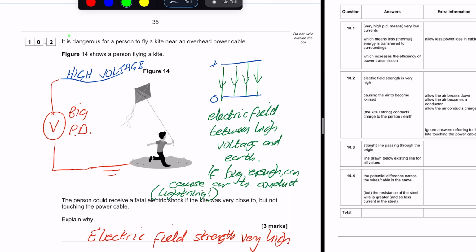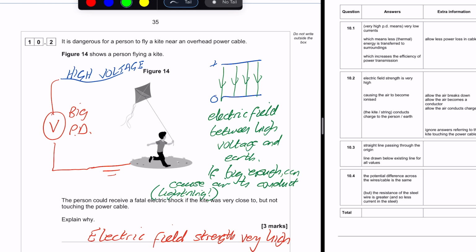Okay, it says it's dangerous for a person to fly a kite near an overhead power cable. Figure 14 shows a person flying a kite. The person could receive a fatal electric shock if the kite was very close to, but not touching the power cable. Why is that? Now, this bit of physics is all about electric fields.